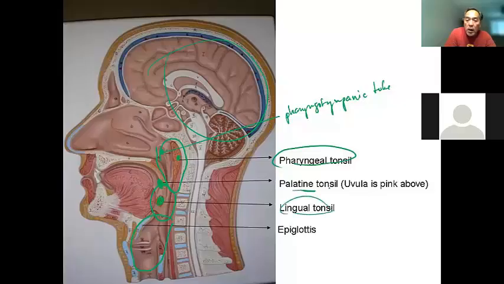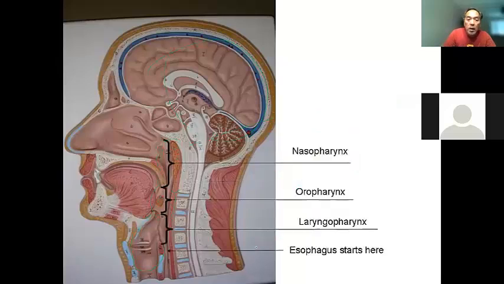Those are the ones you see in the oropharynx. And what you see in the laryngopharynx is a structure that looks like a flipper on a pinball machine, and that is the epiglottis. Now let's look at another identification of this organ: the nasopharynx, the oropharynx, and the laryngopharynx. Remember, at the back of the laryngopharynx is where the esophagus starts. The esophagus is located just behind the larynx.